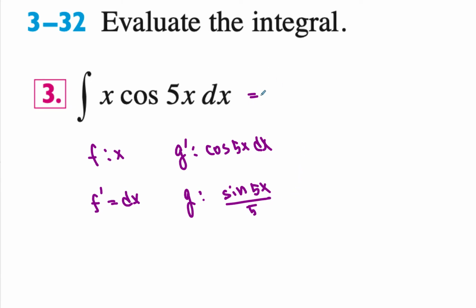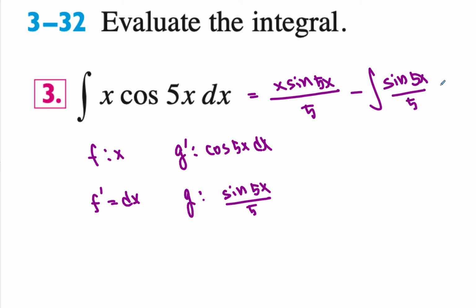So what I can do is, first I'm going to multiply these two things together. So we have x sine of 5x over 5 minus the integral of these two, which becomes sine of 5x over 5 dx.